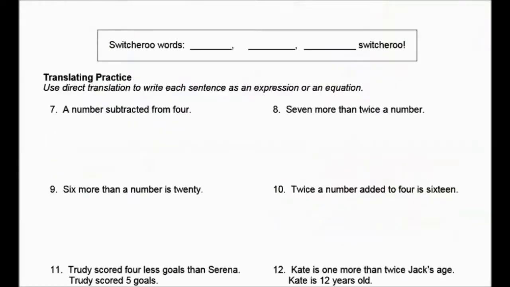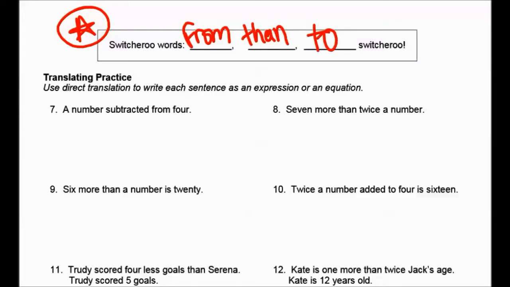All right, let's flip to the back. All right, we have these things called switcheroo words, all right? These ones are a little bit trickier. These are the ones that on the front had stars. Our switcheroo words are from, than, to. Now notice the than is with an A and the to is T-O. So our switcheroo words kind of rhyme. It goes from then to switcheroo, from then to switcheroo, from then to switcheroo. So it kind of rhymes. It tends to help people with these problems when we're doing this.